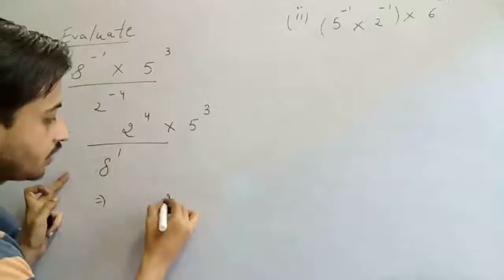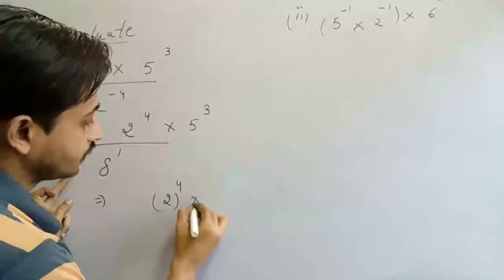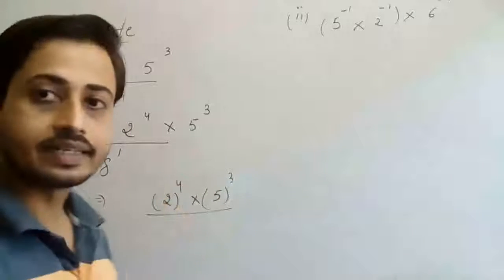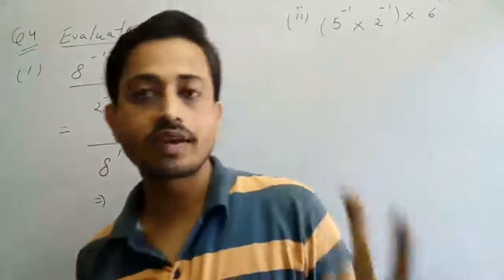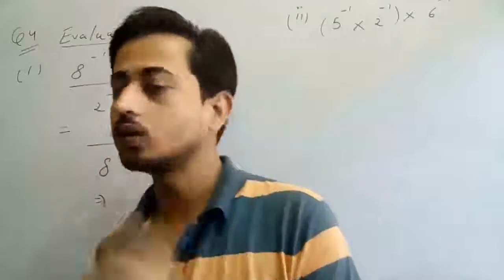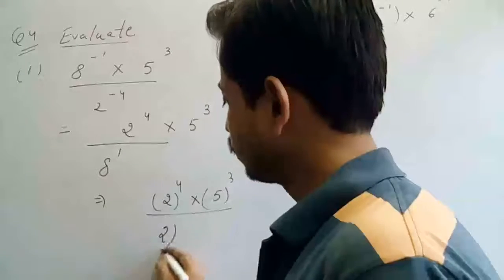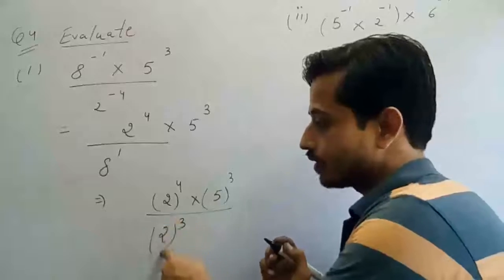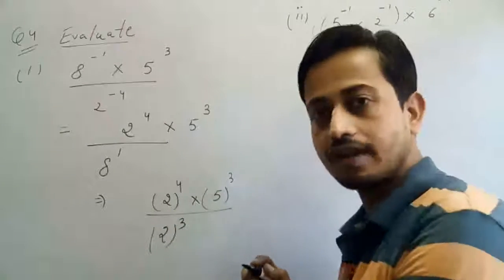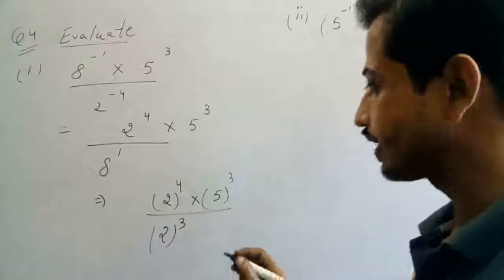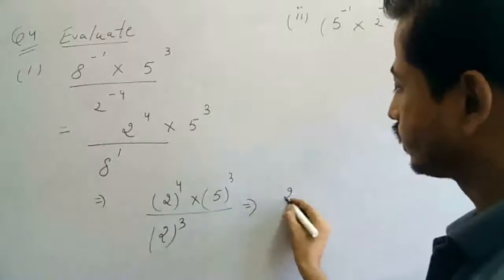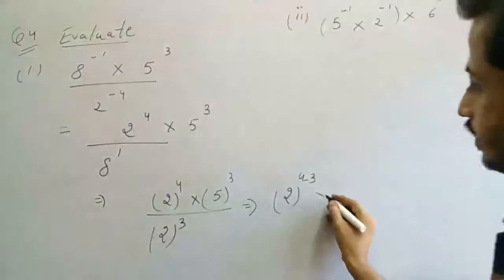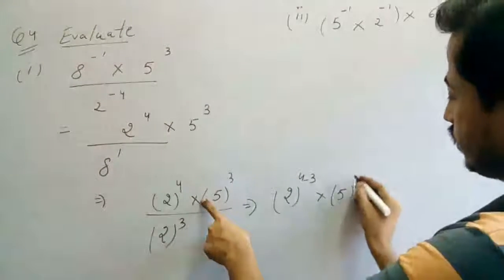This is exponent and base form. This is also exponent and base form. And 8 can also be written in terms of exponent and power as 2 into 2 into 2, so this can be written as 2 raised to the power 3. Now please look, the exponent is the same and the terms are in divide form, so the powers get subtracted. So we get 2 raised to the power 4 minus 3 multiplied by 5 raised to the power 3.